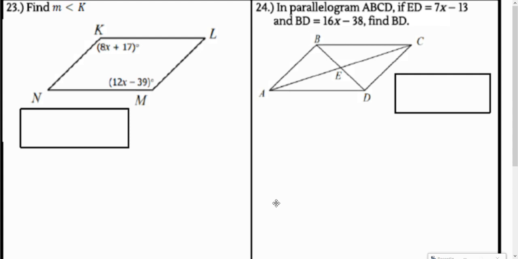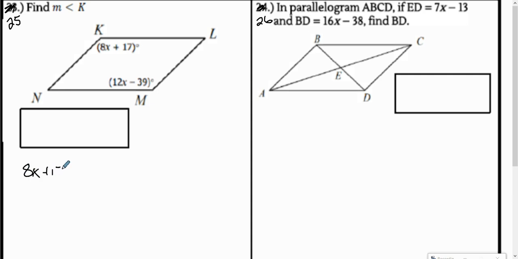All right, number 23 and number 24 in the packet. These are on the online. These are labeled 25 and 26, I believe. So this one, these are opposite angles. Opposite angles are congruent in a parallelogram, so that makes these equal to each other.